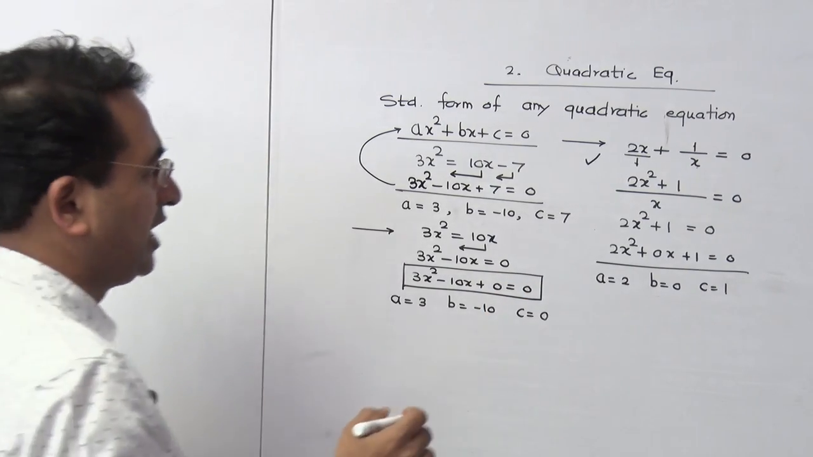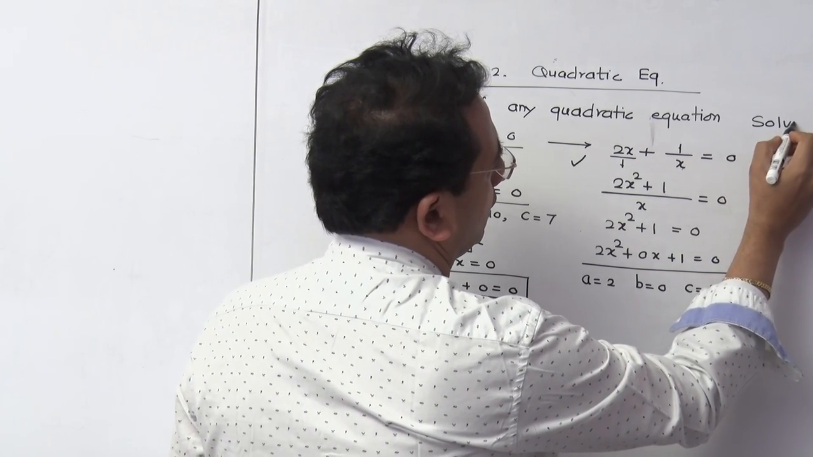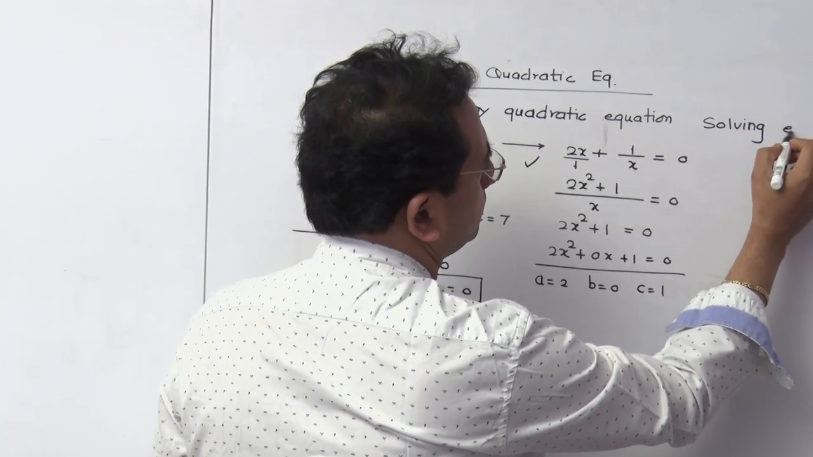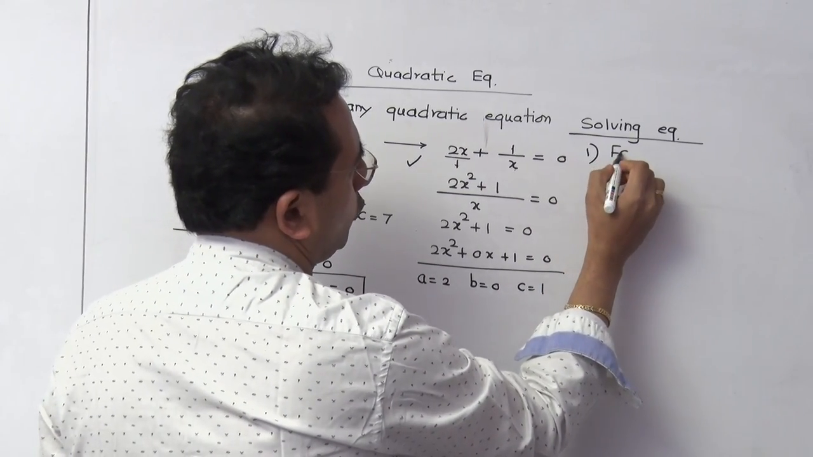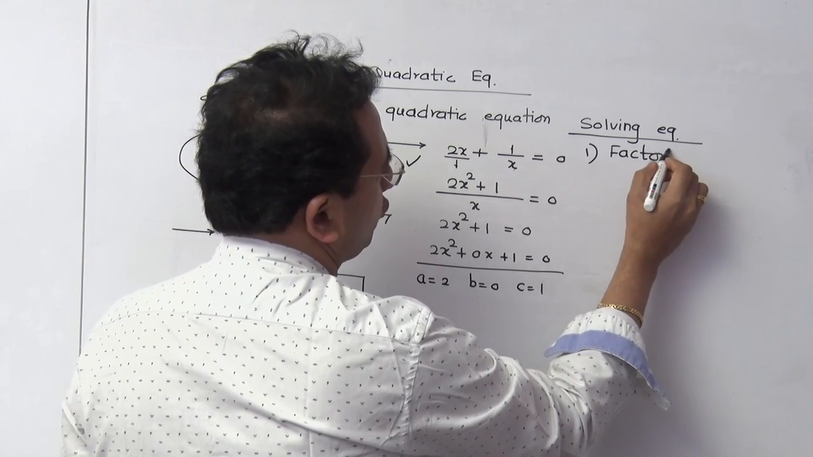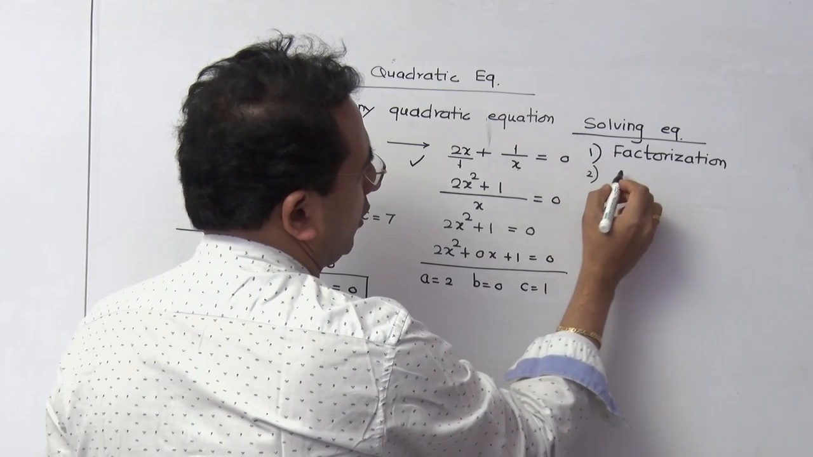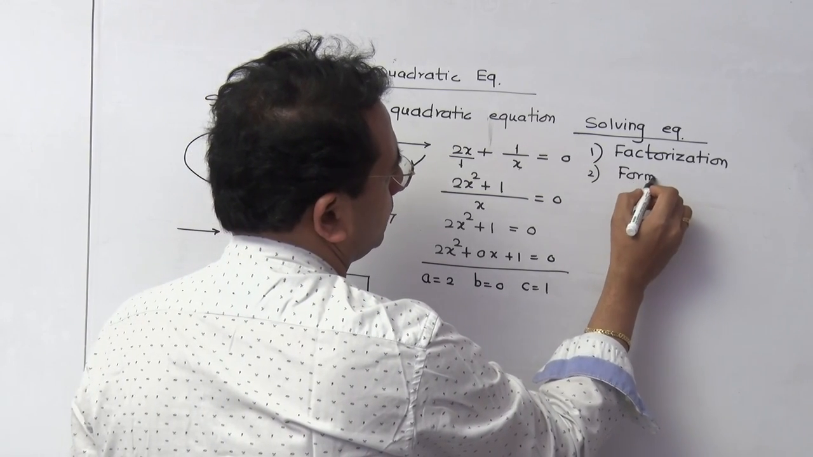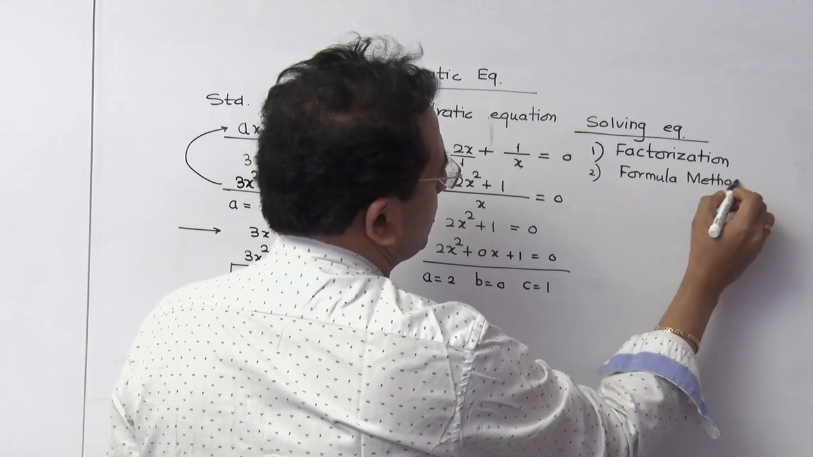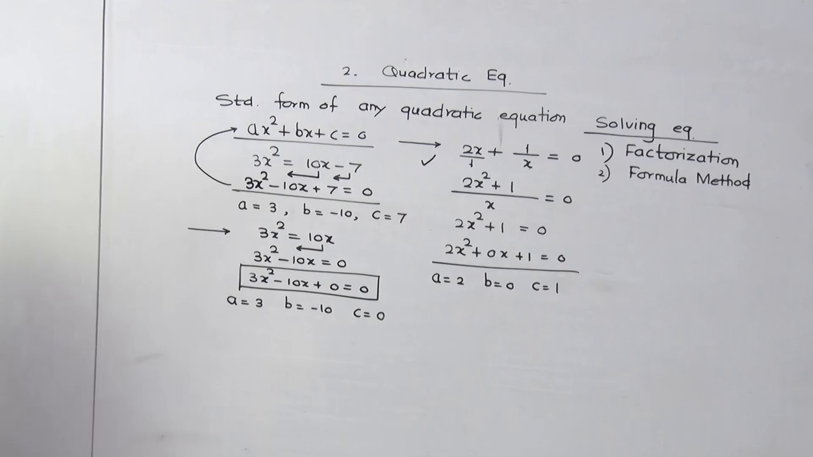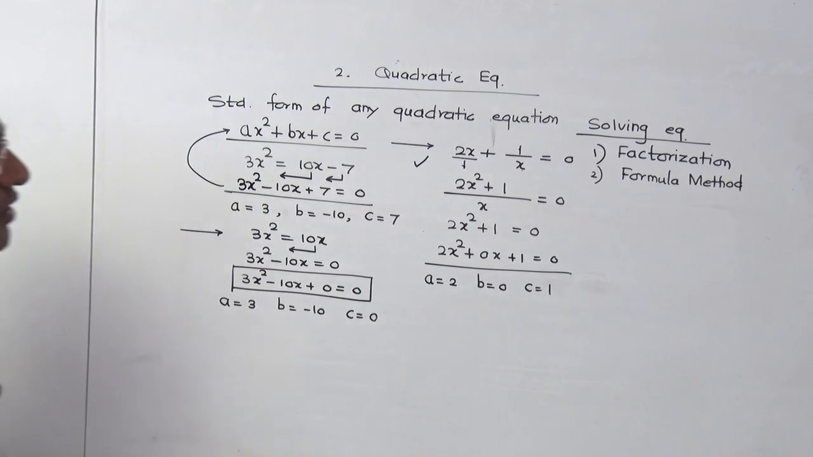Now let us start with different methods of solving the quadratic equation. Now the first method is about factorization method, and the second one is formula method. Completing the square method is deleted from the syllabus, so you focus more on these two methods.